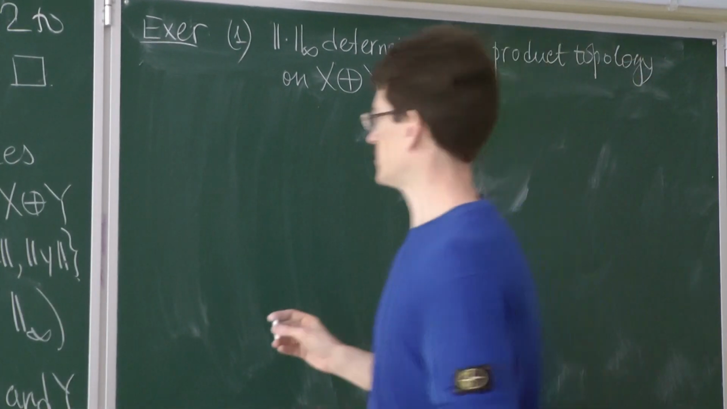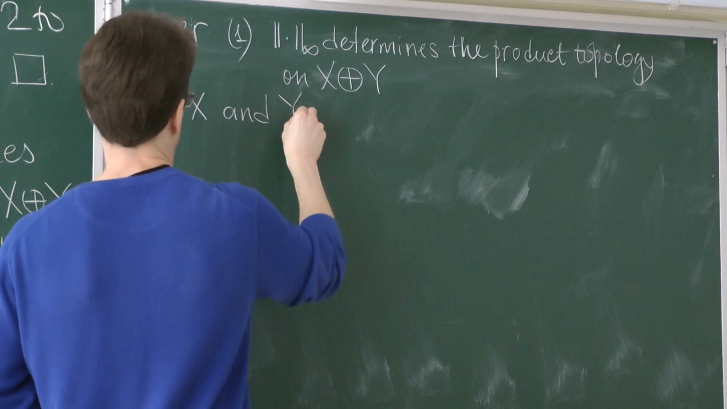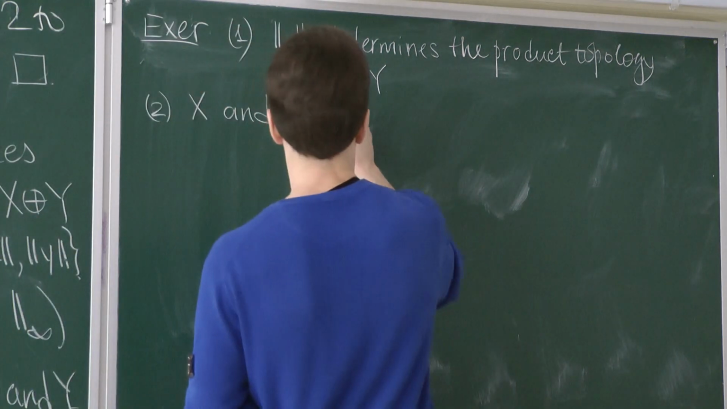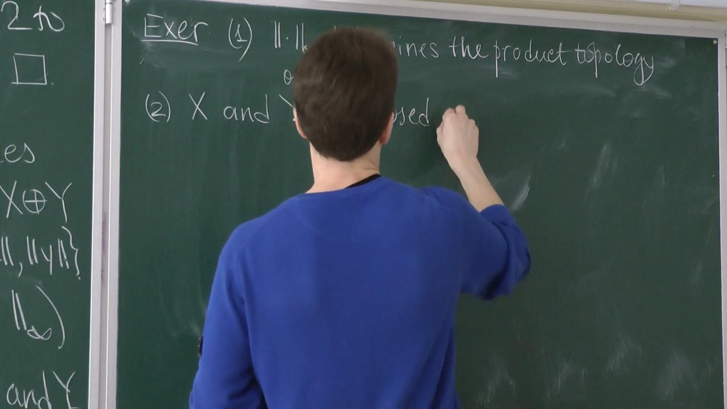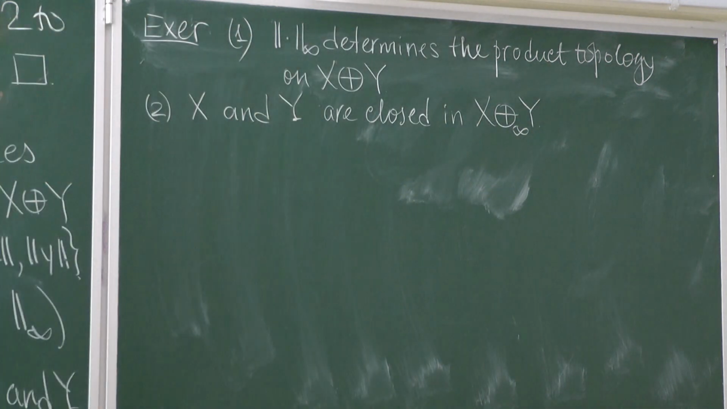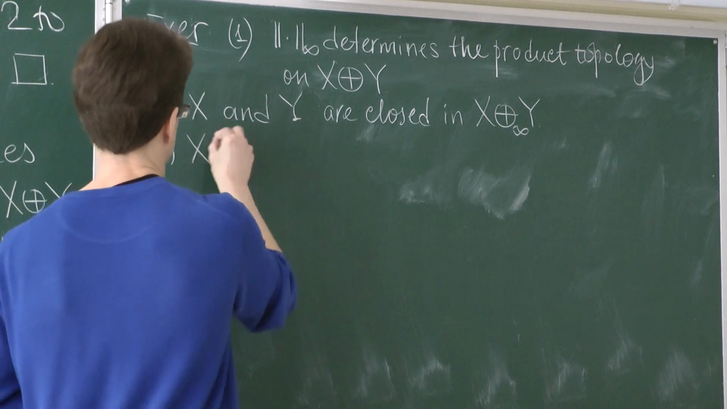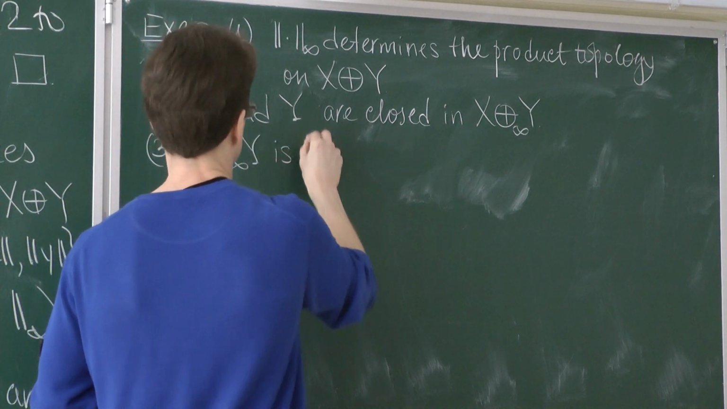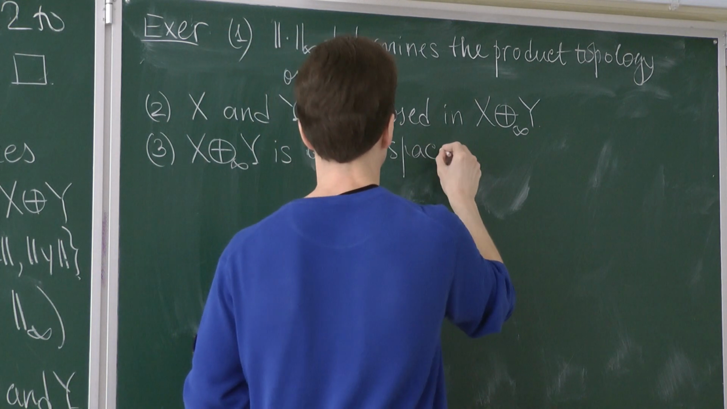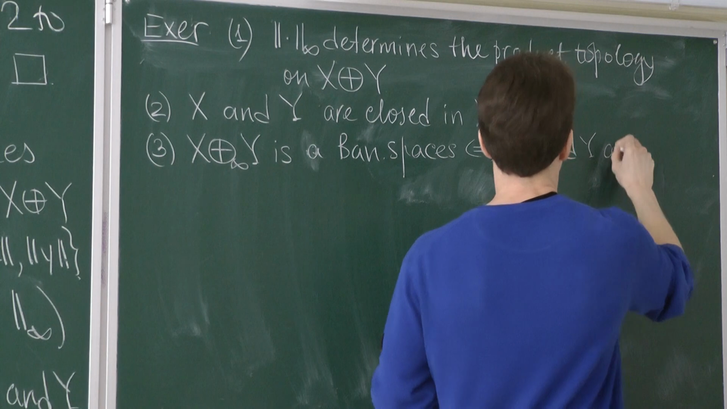Second, it's also easy to see that X and Y, the summands, of course we can consider them as vector subspaces in the direct sum. So they are closed in the L infinity sum. And exercise 3, also very easy. The L infinity sum is a Banach space if and only if the summands, X and Y, are Banach spaces.